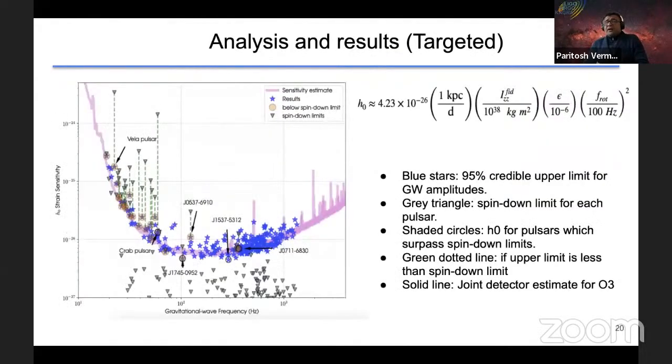Next slide, please. In this slide, we plot the gravitational wave amplitude for single harmonic analysis for the 236 pulsars. The pink line gives the joint detector sensitivity of the three detectors during the O3 run. Blue stars are H0 amplitude and gray triangles are the spin down limit, and the equation above gives the amplitude in terms of astrophysical parameters. This was done using Bayesian analysis for single harmonic analysis.